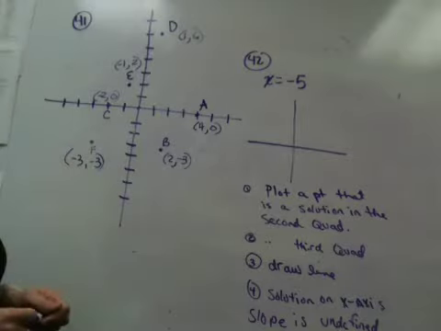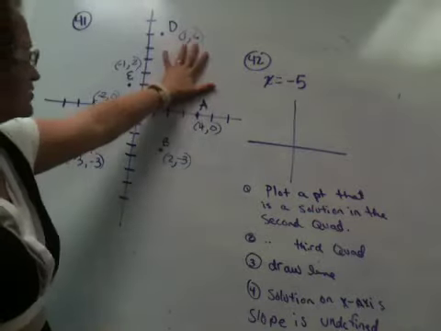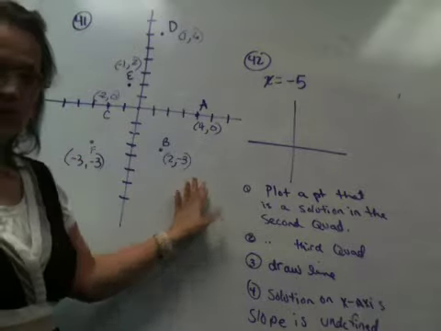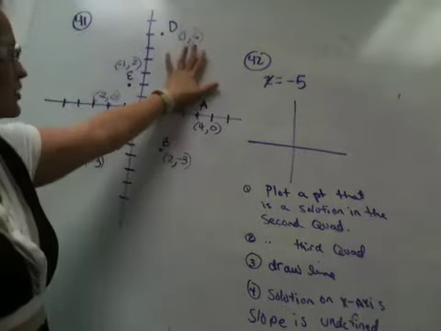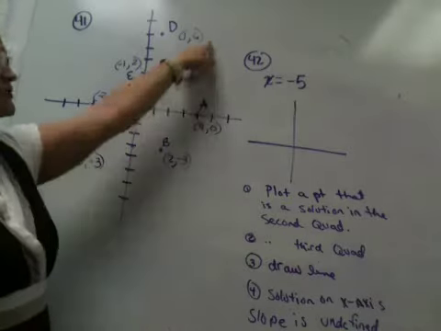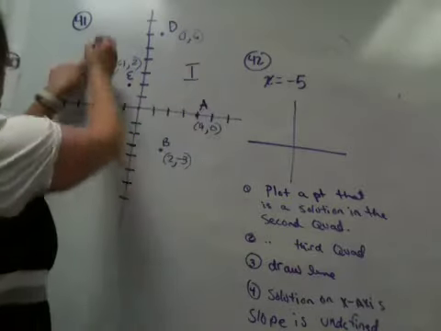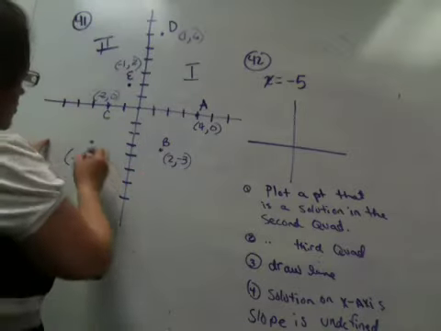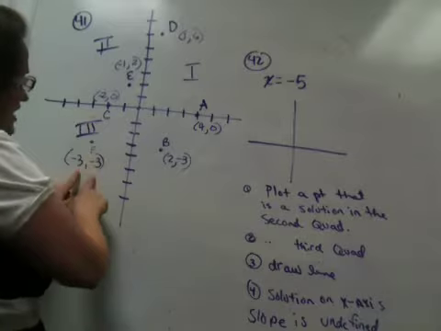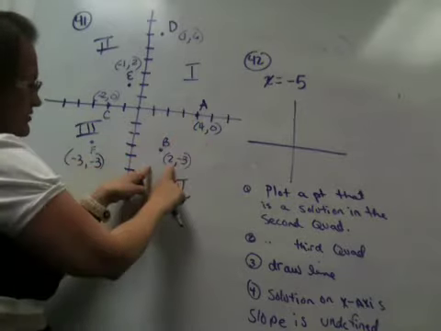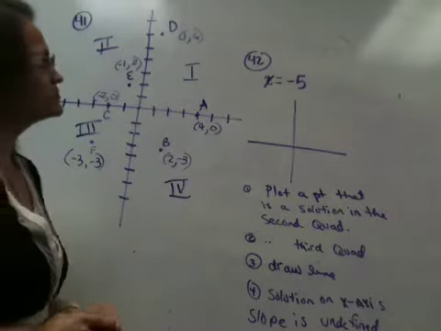I want you to notice that there are 4 quadrants. Quadrant 1, we start here. Quadrant 2, quadrant 3, and quadrant 4. It goes counterclockwise. In quadrant 1, the x and the y are positive, positive. In quadrant 2, the x value is negative and the y is positive. Quadrant 3, they're both negative. And quadrant 4, the x is positive, but the y is negative.